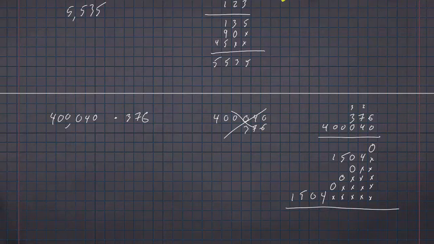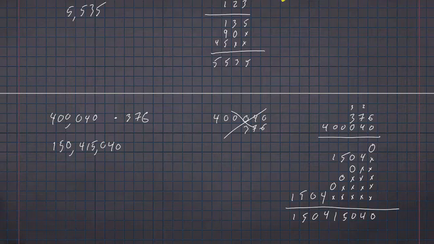When I add this together, I get 1,504, 1,5040. Put some commas in to make that readable. That's 150,415,040. So thinking through how to set this up, if you see shortcuts like this, it can make your life a lot easier.